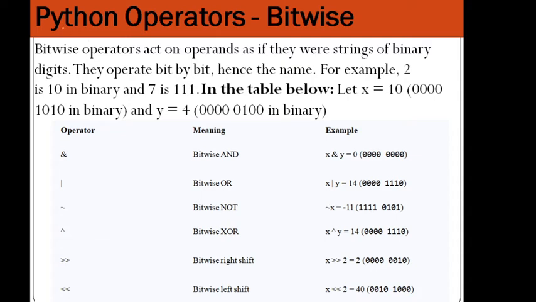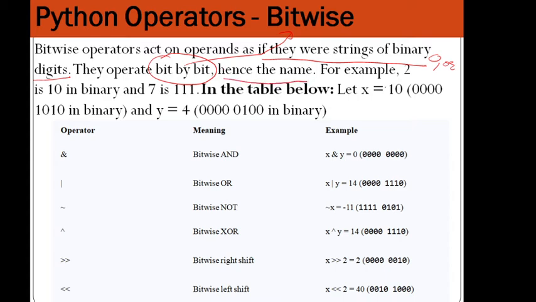Then bitwise operators. Bitwise operators act on operands as if they were strings of binary digits. Binary means 0 or 1. So they operate bit by bit. This is important. When you talk about bitwise, they operate bit by bit. Hence the name, that's why it's called bitwise.